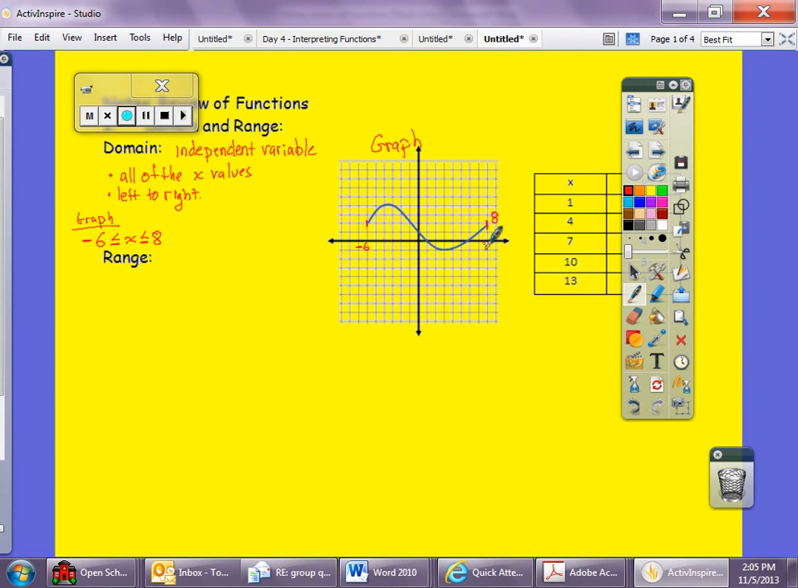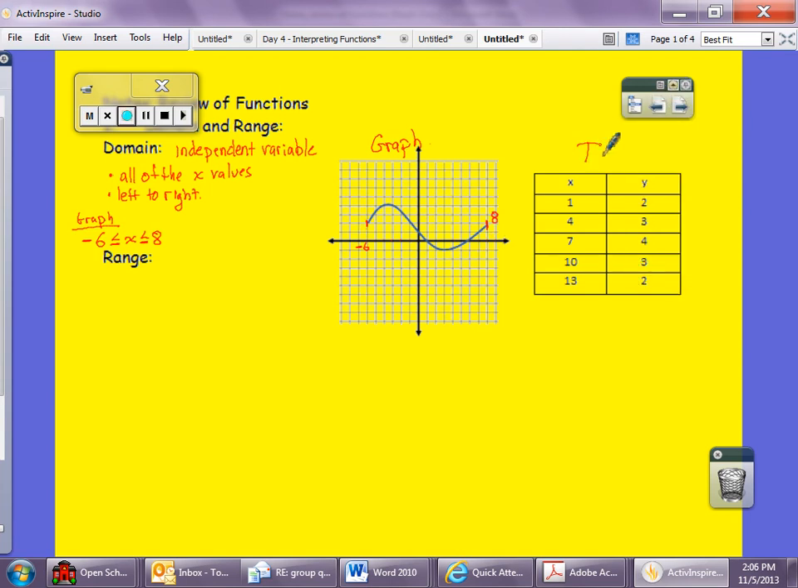Now, when we look at our table, the domain, we said, is all of the x values. It goes from left to right. Our domain is all of these values. But we don't want to write from 1 to 13 because that's including 2, 3, 5, 6, 8, 9. So the domain of our table is just the x values: 1, 4, 7, 10, and 13. So that's our domain of the table.